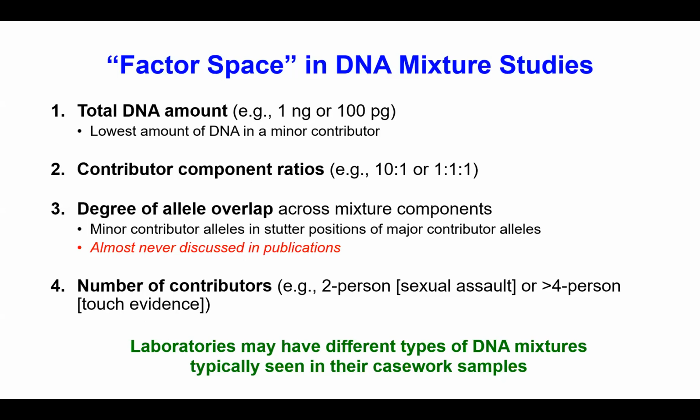And finally, the number of contributors. You may have a two-person sexual assault sample that has lots of DNA, or you may have a touch evidence sample that has four or more people, and trying to figure out how many contributors there are is often challenging because of the degree of allele overlap, the amount of DNA, and the contributor component ratios. Different laboratories will have different types of mixtures that come into their labs depending on the type of evidence they're running.